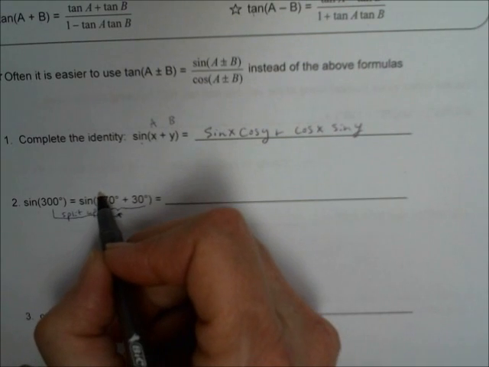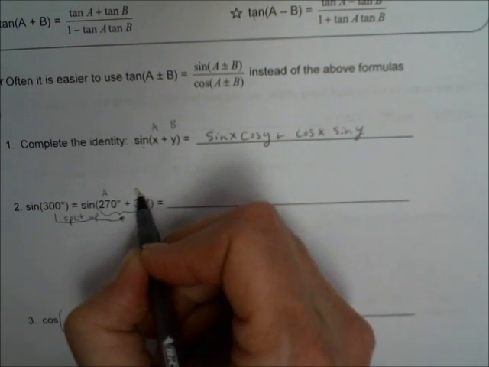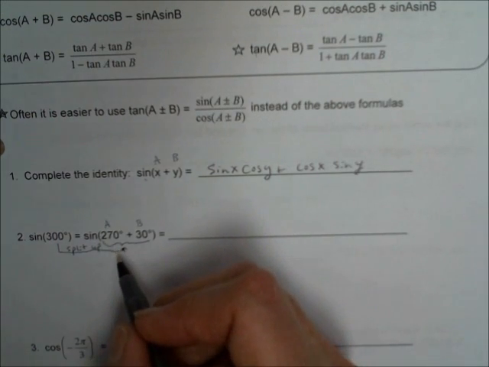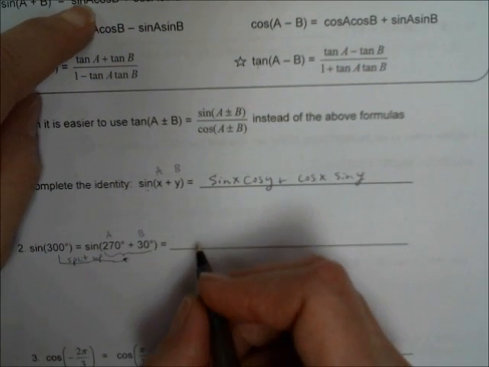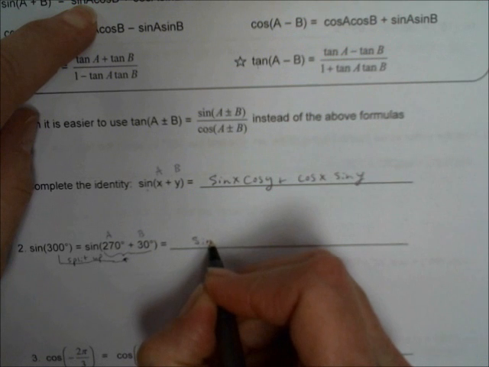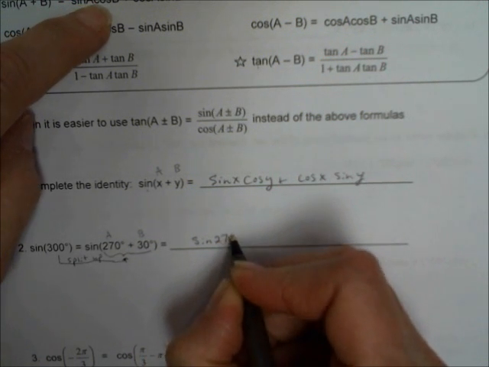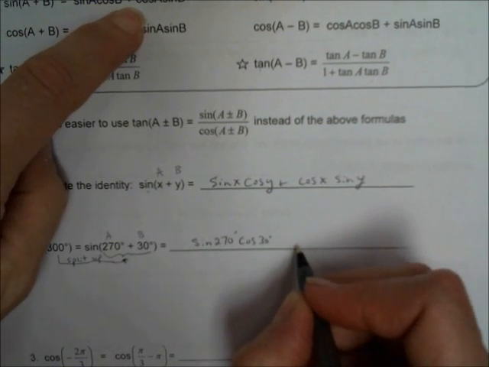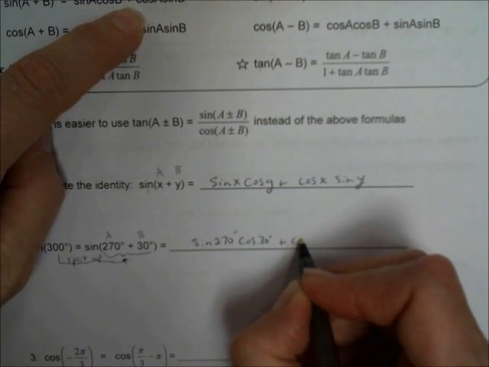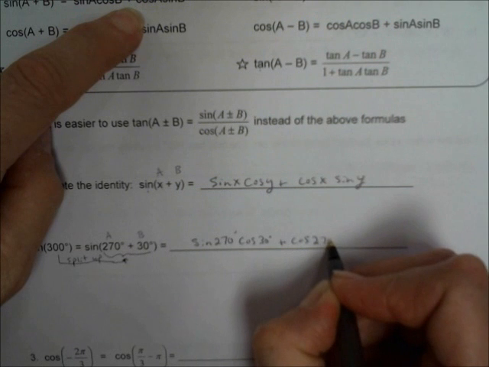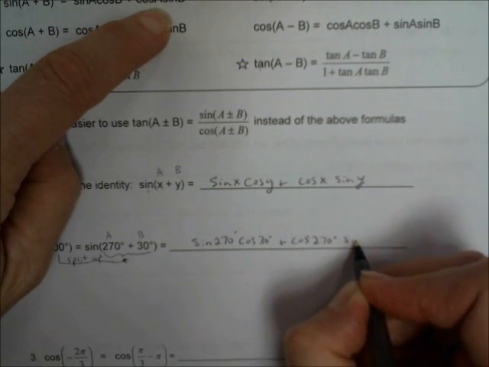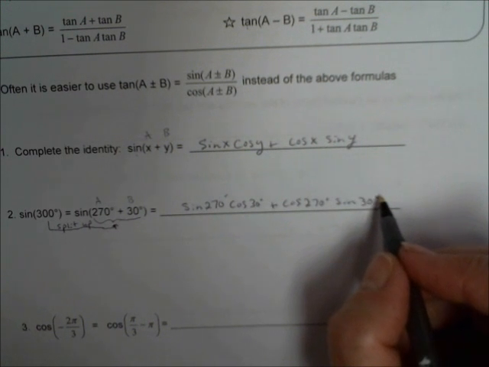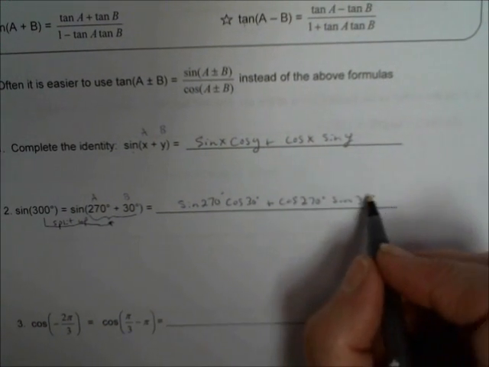So the 270 is the a and the 30 is the b, and I go up to this formula here for the sine of a plus b, and I replace the a with a 270, so that is the sine of 270 times the cosine of 30, and these are all degrees. And then you have to add to that the cosine of 270 degrees times the sine of 30 degrees. And because these are values that we know, we can just substitute them in.